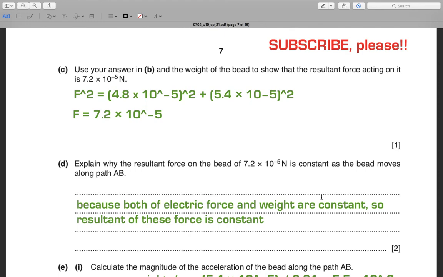Here is the electric field force, and here is the weight of the bead. So this is squared, and this is squared. After we get this number, we take the root and it becomes 7.2 times 10 power minus 5. Actually this is Pythagoras between two forces, and the forces are at right angles.